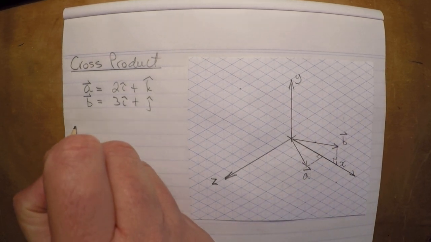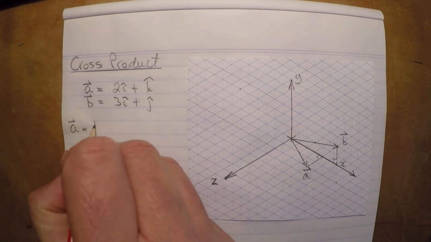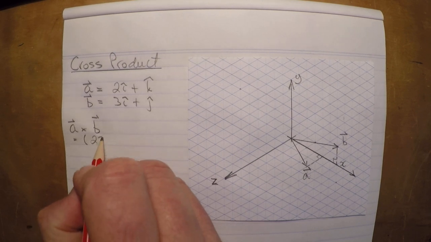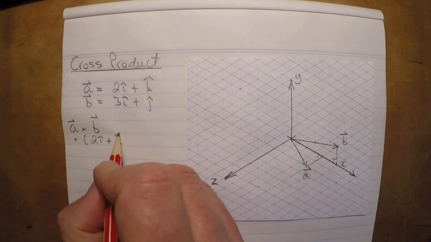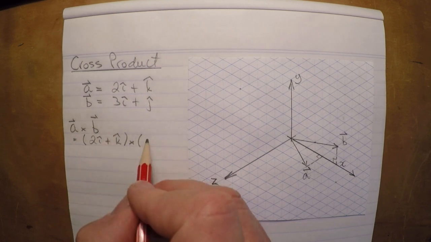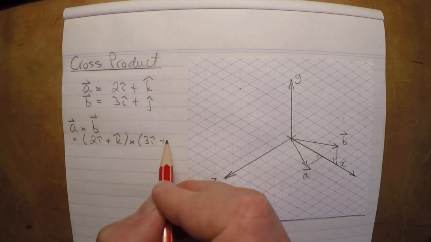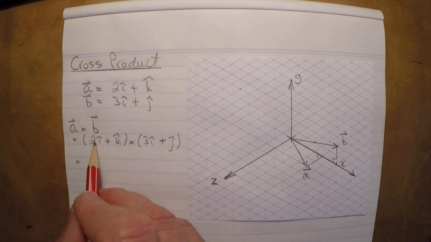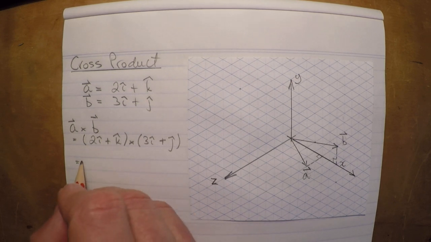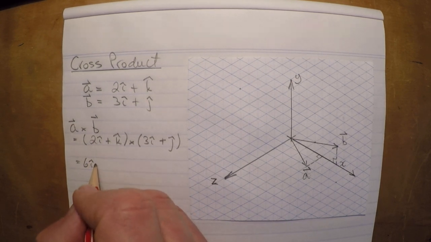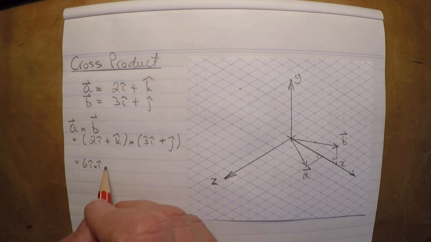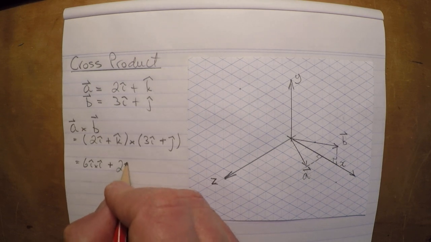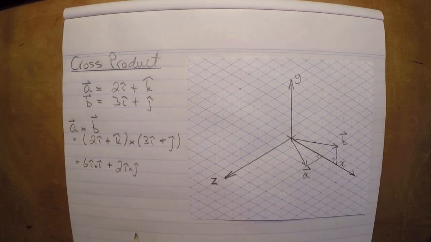So the cross product of these vectors, A cross B. Now A is 2i plus k, crossed with 3i plus j. So I'm going to use FOIL. 2i times 3i: 2 times 3 is 6, I cross I. We'll come to that in a moment. Plus 2i cross j.